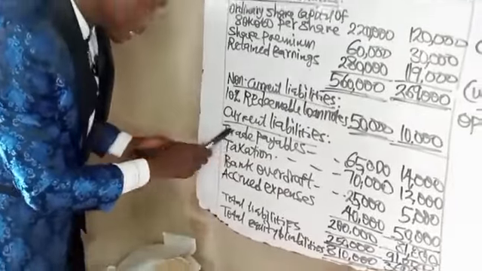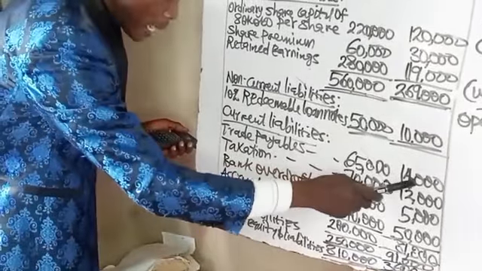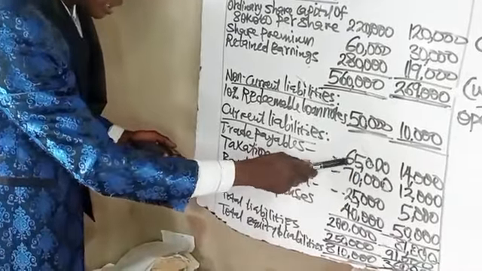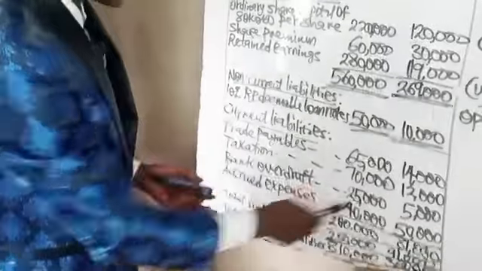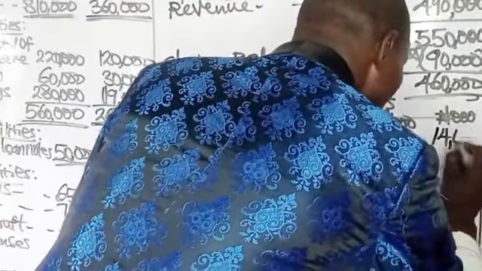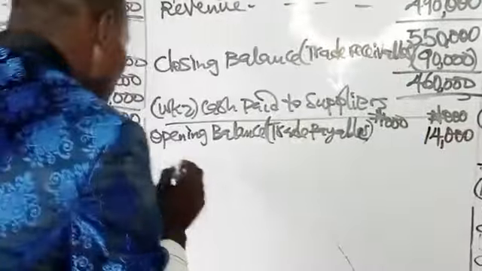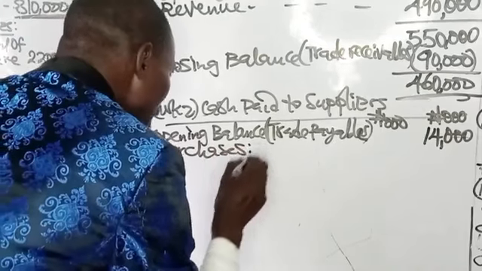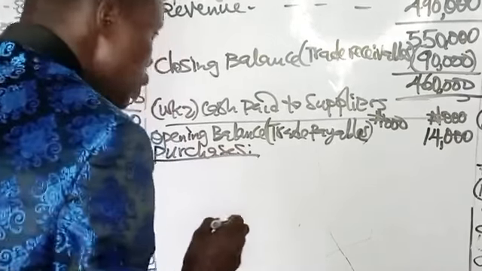So under current liability, we have trade payables. Opening balance amounted to 14,000, while the closing balance amounted to 65,000. So 14,000 is the opening balance. So we add purchases. I've told you that the figure of purchase will not be given. So you will need to look for it.